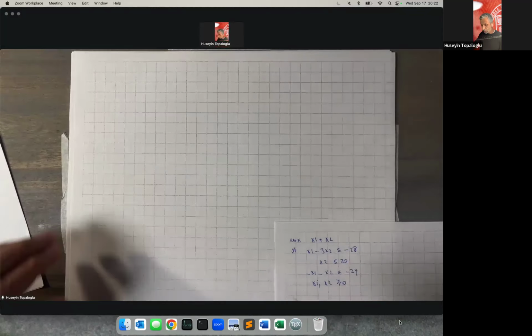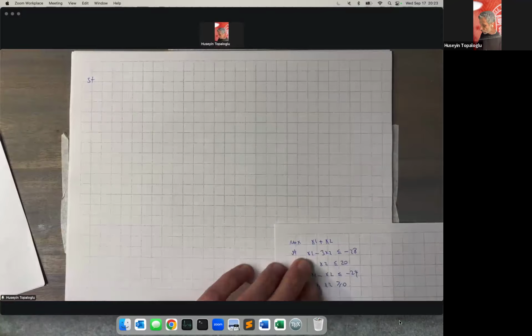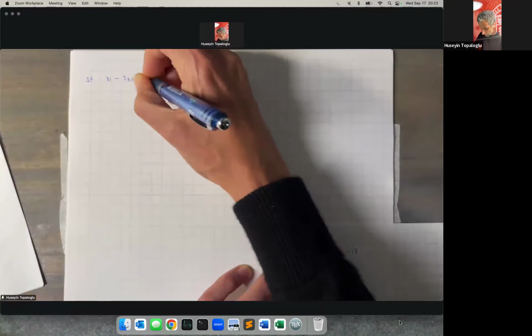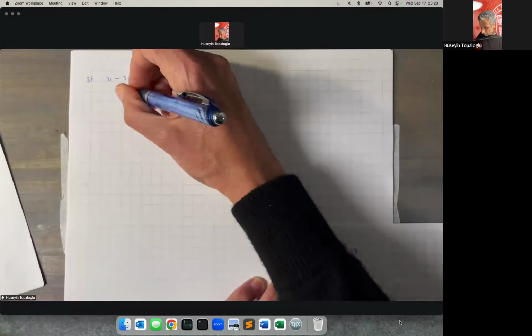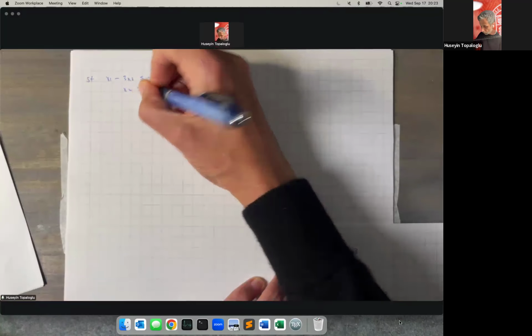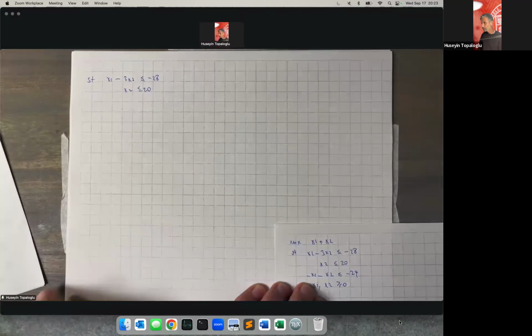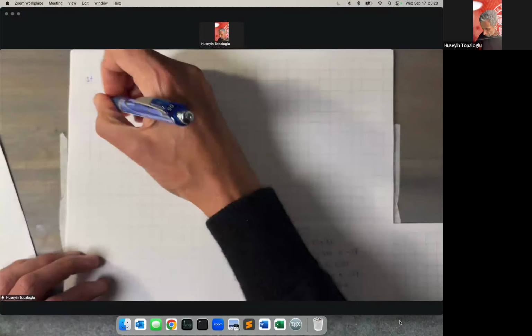Let's copy the constraints of the linear program that I would like to solve as before. x1 minus 3x2 is less than or equal to minus 28. What else? x2 is less than or equal to 20. Good. What else? Minus x1 minus x2 is less than or equal to minus 24, and the x's are non-negative.